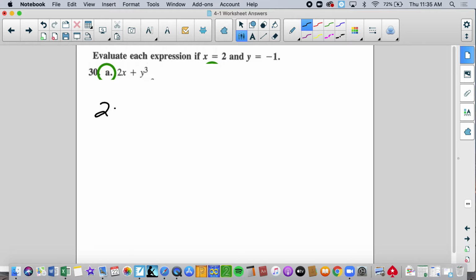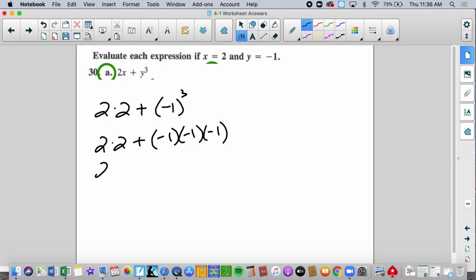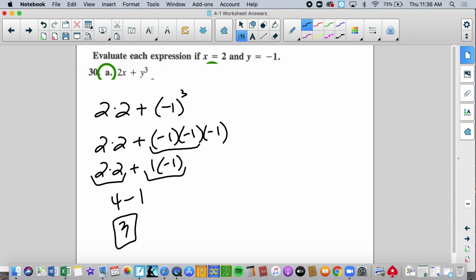We have 2 times 2 plus y to the third. Y is negative 1 to the third. So we have 2 times 2 plus the base is negative 1. And we have it multiplied itself 3 times. So you have 2 times 2 plus negative 1 times negative 1 is going to give me positive 1. 2 times 2 is 4. And negative 1 times 1 is 1. So we do multiplication before addition and subtraction. 1 times negative 1 gives me negative 1, and that would be 4 minus 1 is 3.